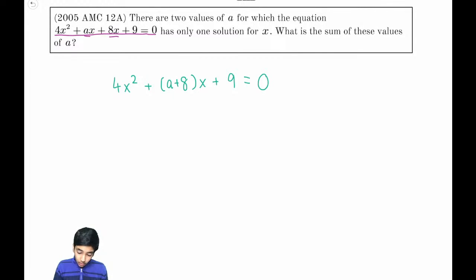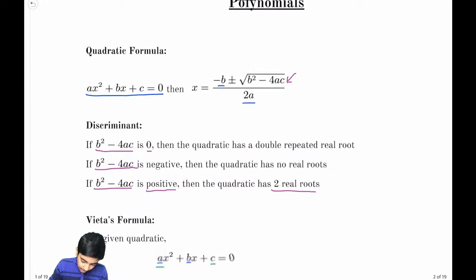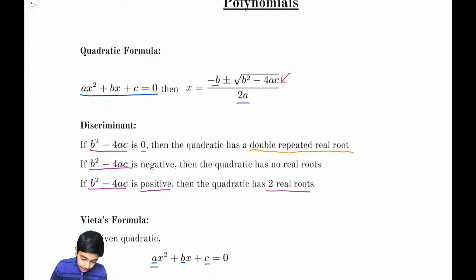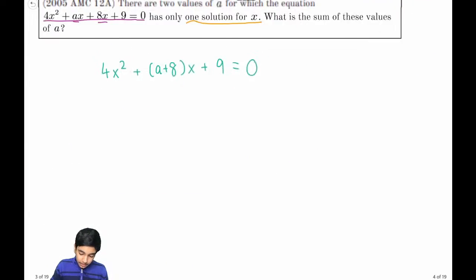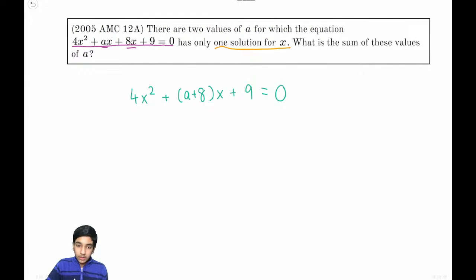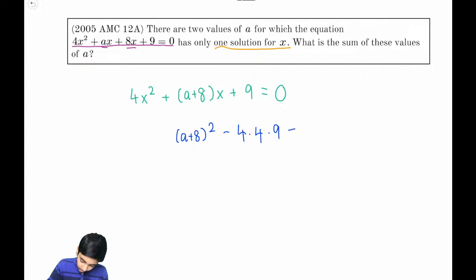And now what do we do? Well, we look at the discriminant, right? Because we want to have only one solution for x. And if you remember on the previous page, it will have a double repeated root, or only one solution, if b squared minus 4ac is 0. So we want b squared minus 4ac to be 0 in order for there to be one root. So we have a plus 8 squared minus 4 times 4 times 9 has to be equal to 0, right? Because the discriminant is b squared minus 4 times a times c.